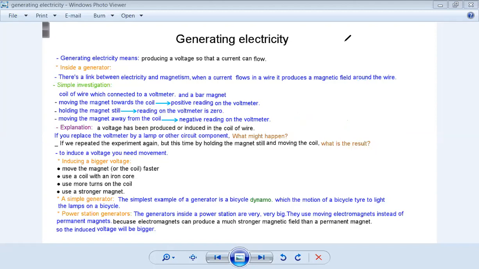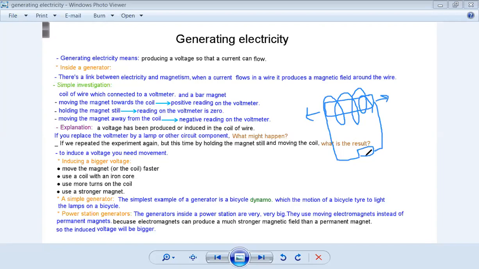Okay, if we repeated the experiment again, but this time by holding the magnet still. So now I have the magnet here, and around the magnet, I have the coil. And we have here the voltmeter reading, okay? If I start to move the coil itself here and there, left and right, what do you think the result that I will get? Am I getting a reading or not?